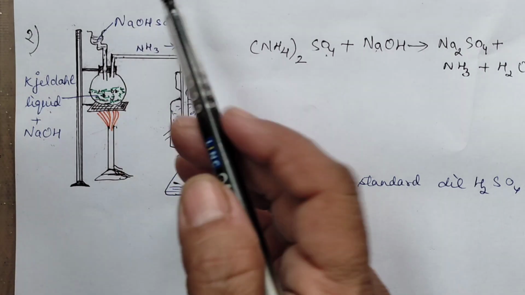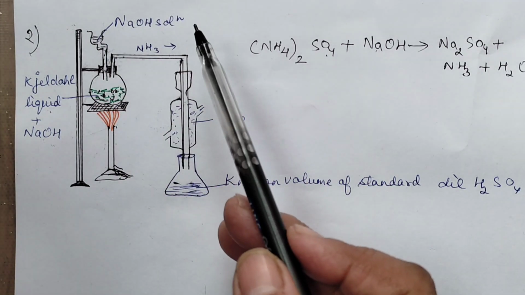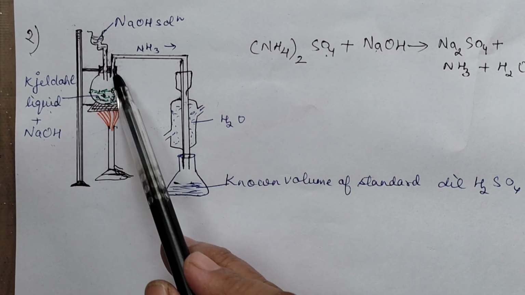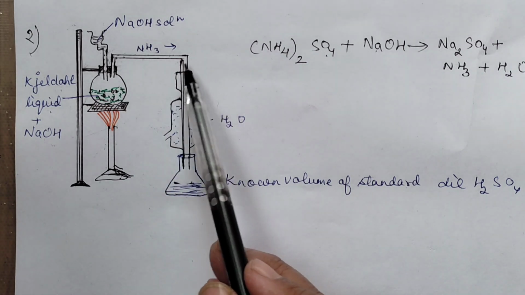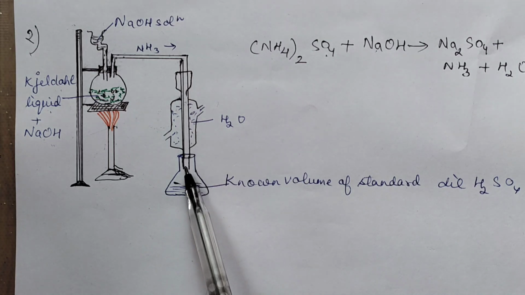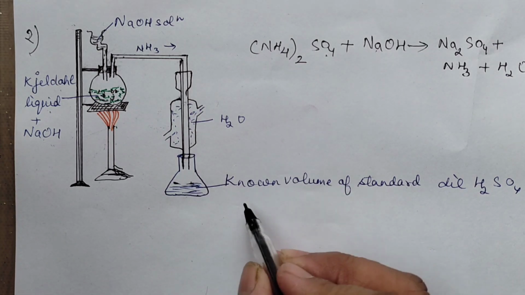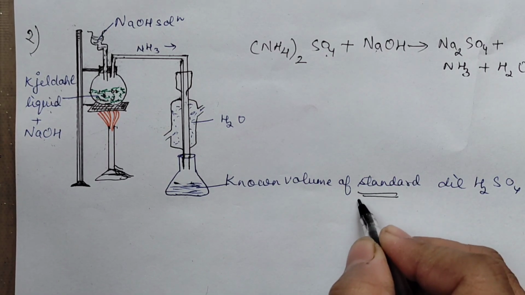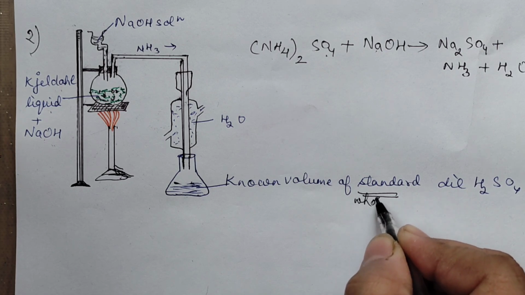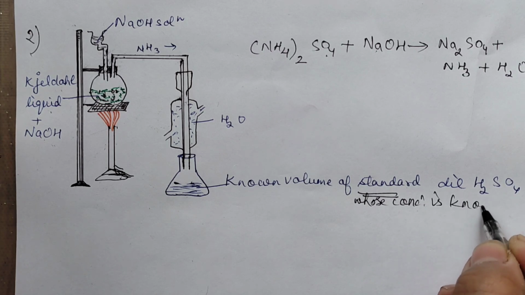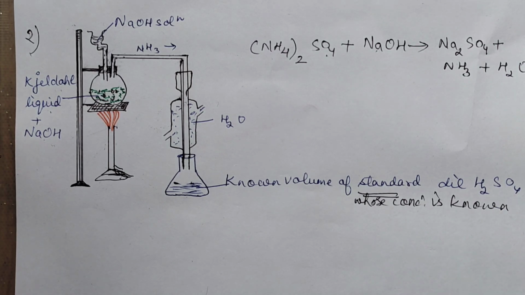So from the nitrogen compound, first we remove that nitrogen in the form of ammonium sulfate. Now from ammonium sulfate we have removed nitrogen in the form of ammonia, NH3. So that ammonia gas which is released from here is made to go into another flask which is containing a known volume of the standard dilute sulfuric acid. Standard dilute sulfuric acid means whose concentration is known to us. Any solution whose concentration is known is called a standard. It's standard sulfuric acid we have taken.